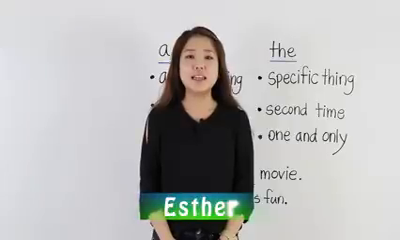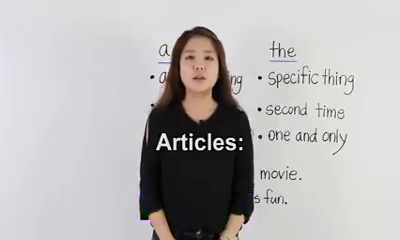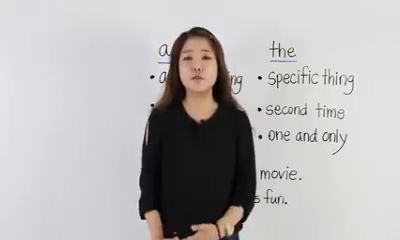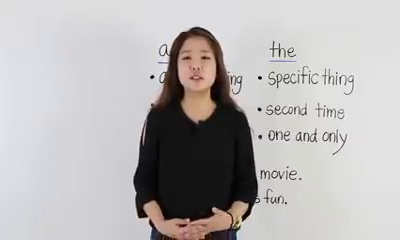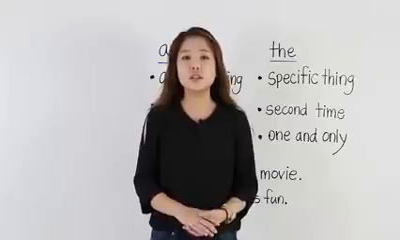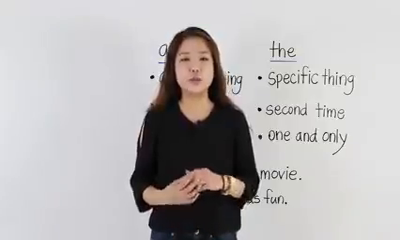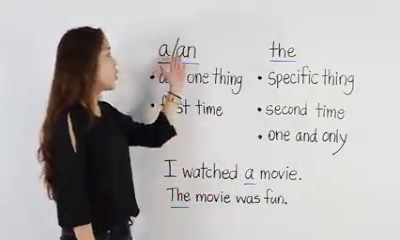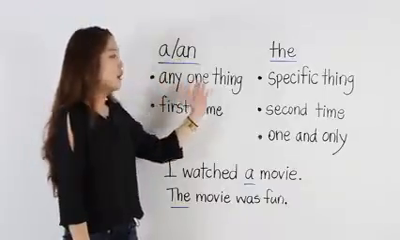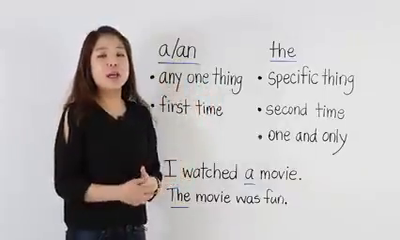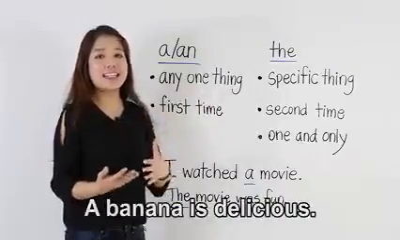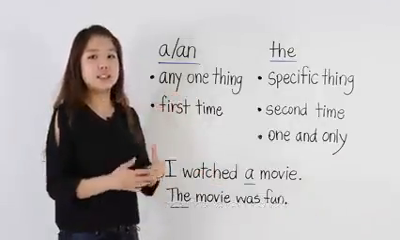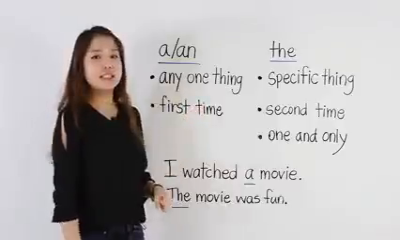Hi everybody! In this video, we're going to talk about the articles a, an, and the. Now, this can be very confusing, so please make sure you pay careful attention. We use articles in front of nouns. Okay, so remember that, and let's look at the board. First, we use a or an when we're talking about any one thing. For example, let's say I say a banana is delicious. Okay, that means all bananas. Any banana is delicious. A banana is delicious.